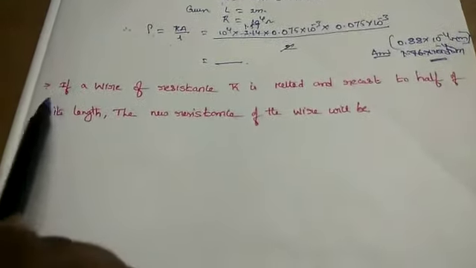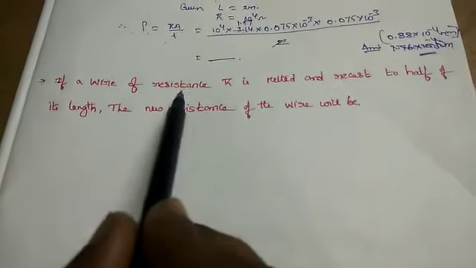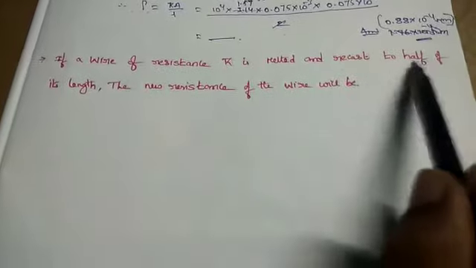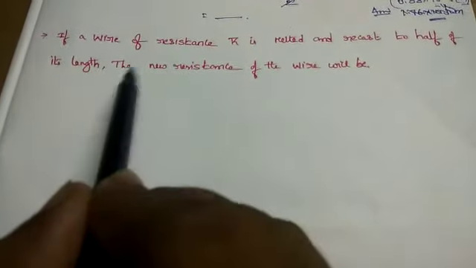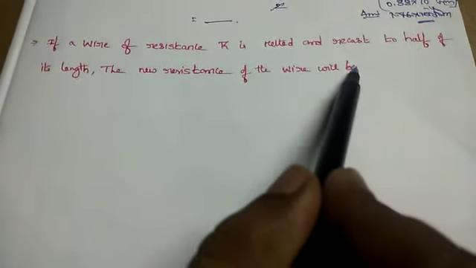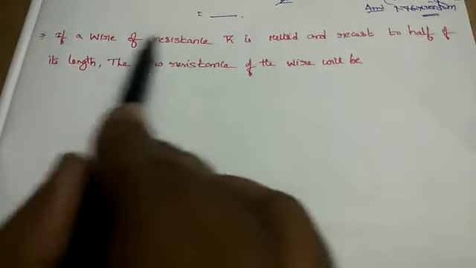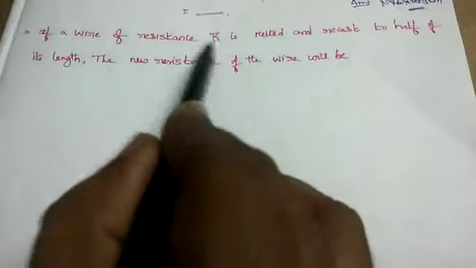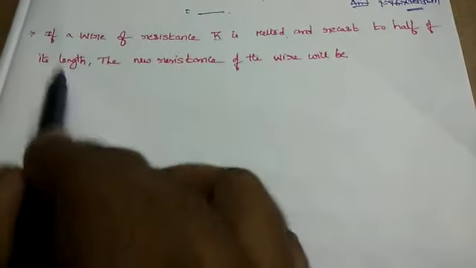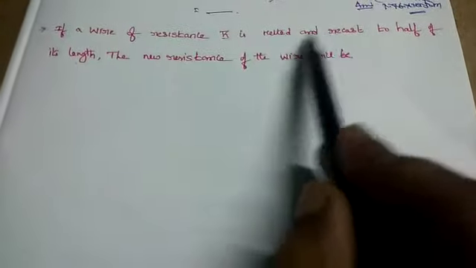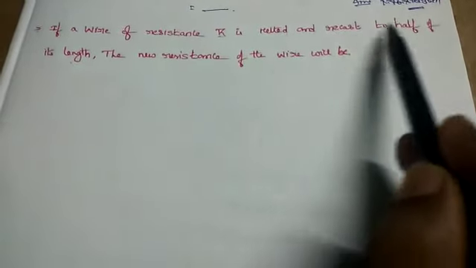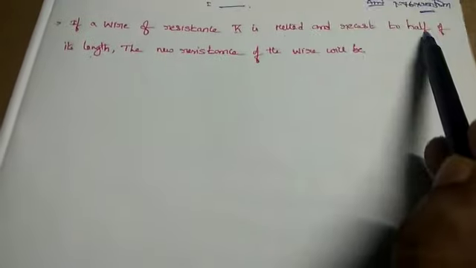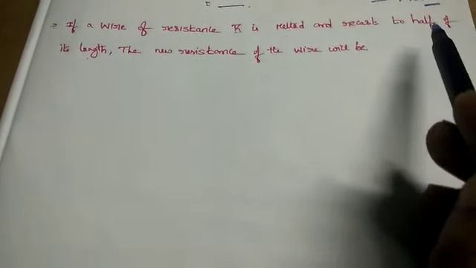See the second problem. If a wire of resistance R is melted and recast to half of its length, the new resistance of the wire will be? That means the given resistance of the wire is R. Then the original length is L. Now the second one is the recast. When the wire is melted, when it is heated, the length can be changed. The change of length is half. That means L becomes L by 2.